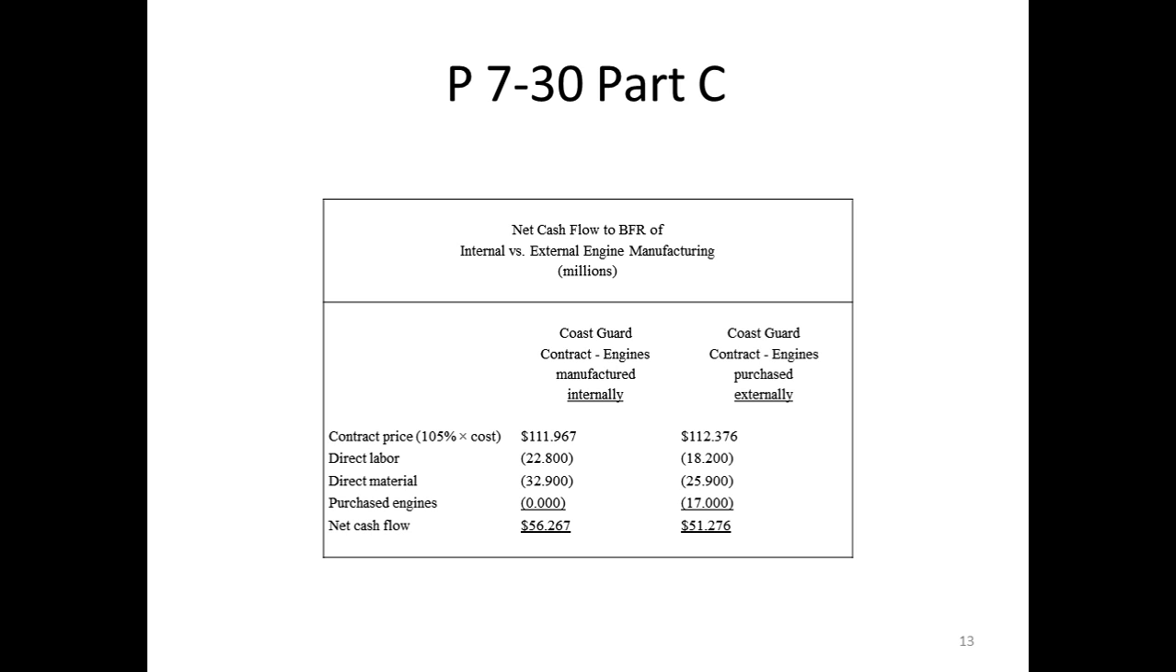Since this overhead doesn't vary with the sourcing decision, BFR is able to recover more of its fixed costs from the government by increasing the amount of direct labor chargeable to the government. And this shouldn't be an issue with the government because it actually gets a lower cost overall for the contract.